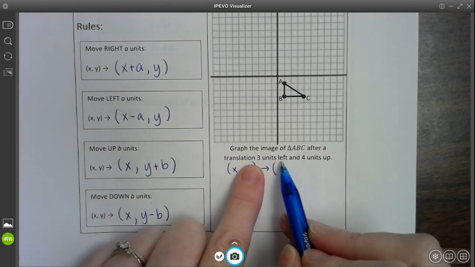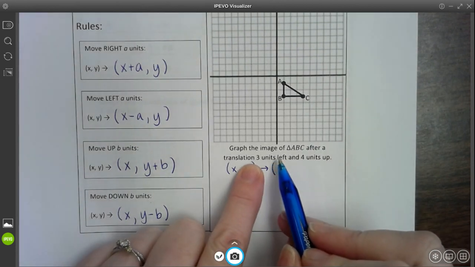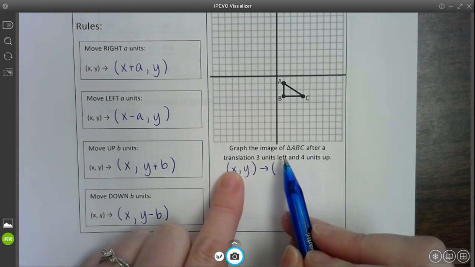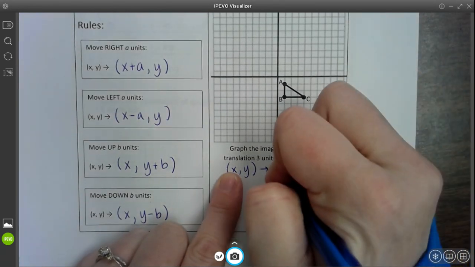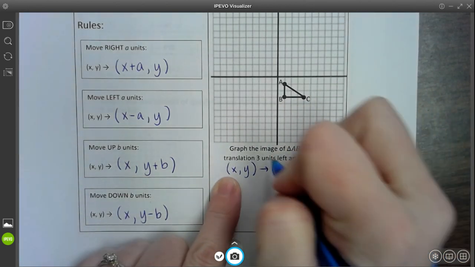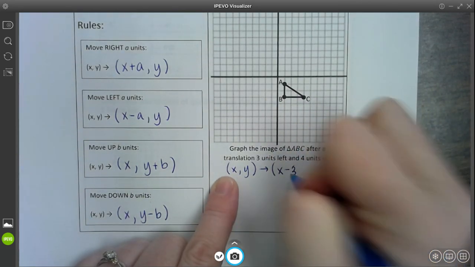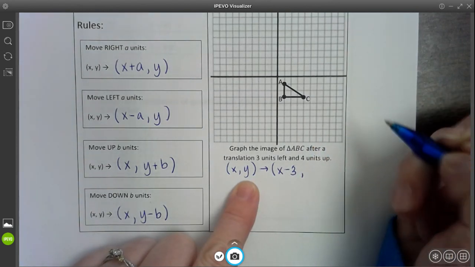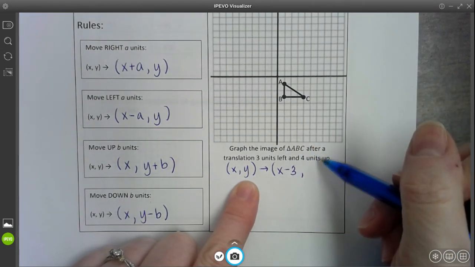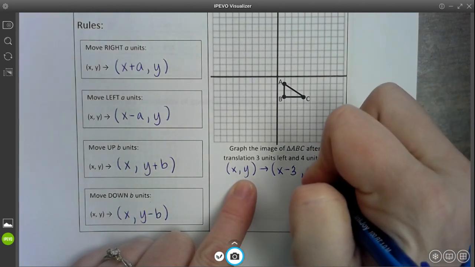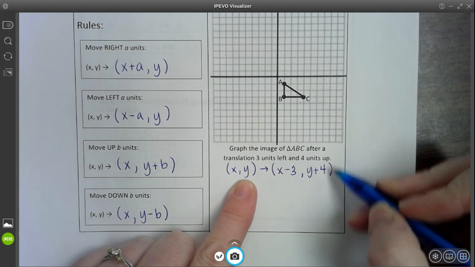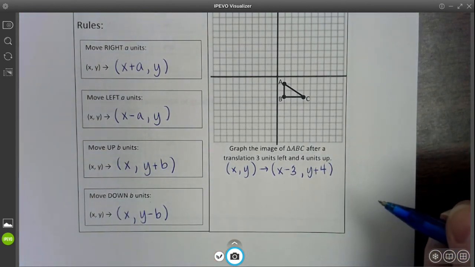Now, if I'm moving 3 units left, okay, so left is going to affect the x coordinate because that's left and right. And left is the negative direction. So since it's 3 to the left, I'm just going to subtract 3 from all of the x coordinates. And the y, I'm moving 4 units up, so I'm going to be adding 4 to all of the y coordinates because up is the positive direction for y.